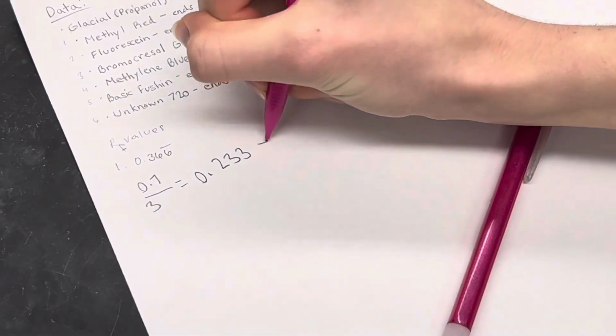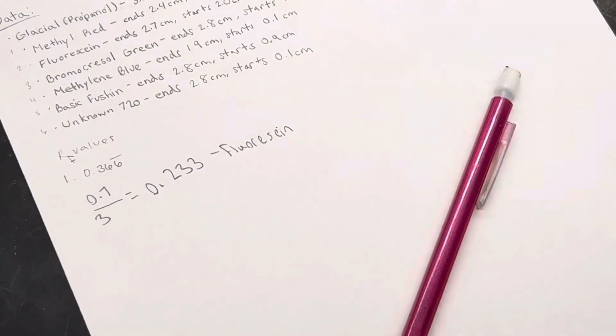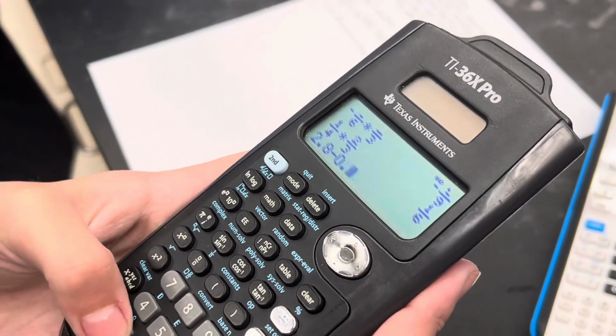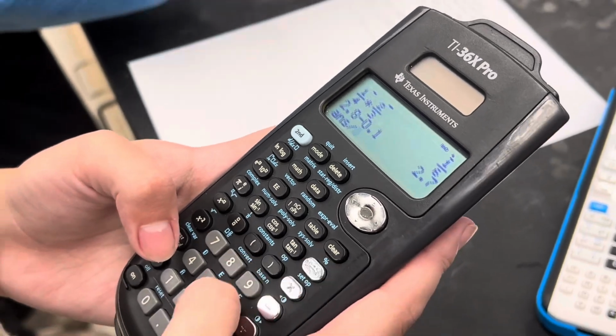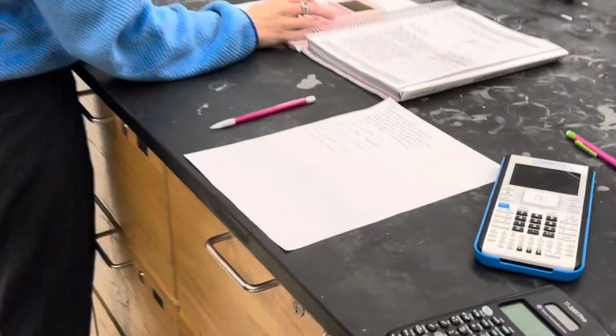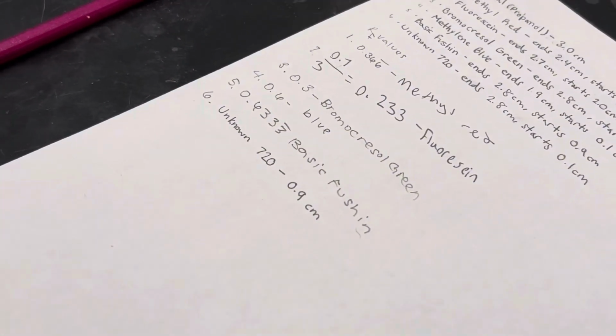So basically we're calculating the distance traveled by each of our components by subtracting the endpoint minus the starting point, and we're dividing that by the distance traveled by the solvent. And these were our final results.